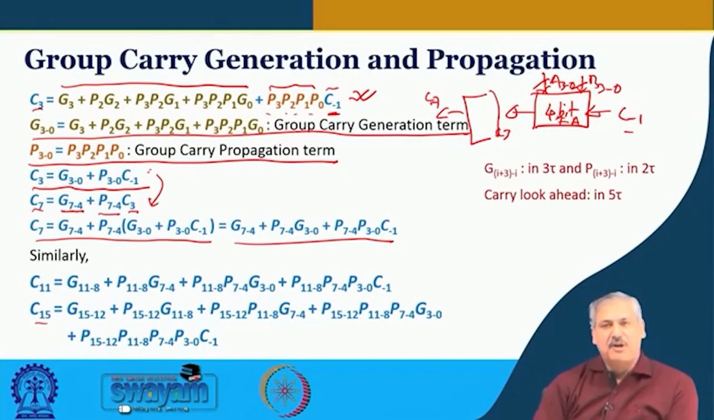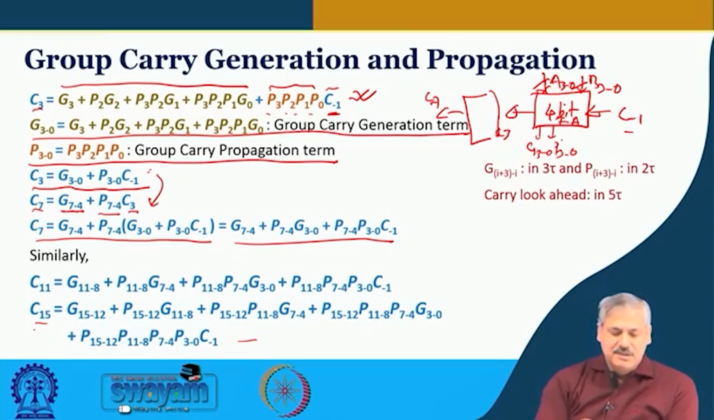So, for 16-bit addition, C15 is getting generated in this manner, right. Now, each of these terms, if you look at them, if you are generating them at each of these outputs, if you are additionally generating this group carry generation term G3 to 0 and P3 to 0, each one of them, and if you are making use of them to generate, say, C15, then how much time is required?